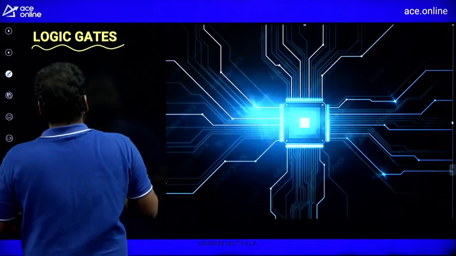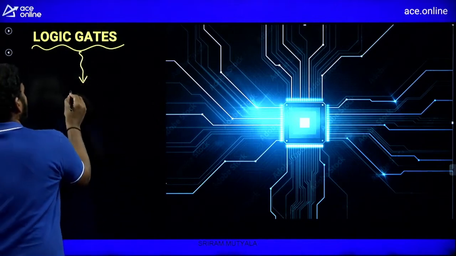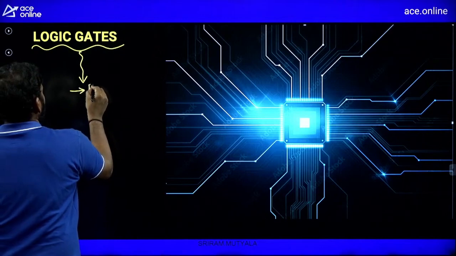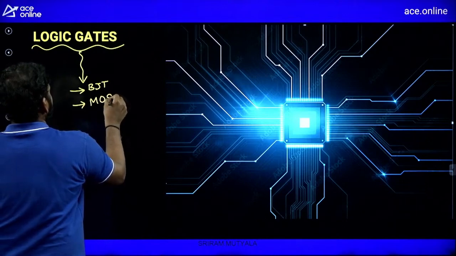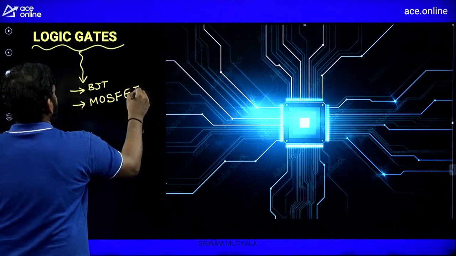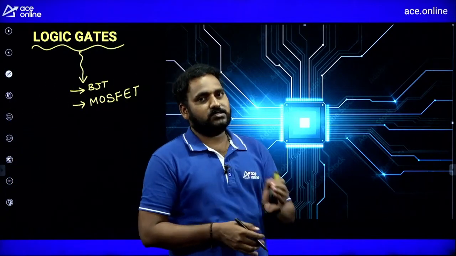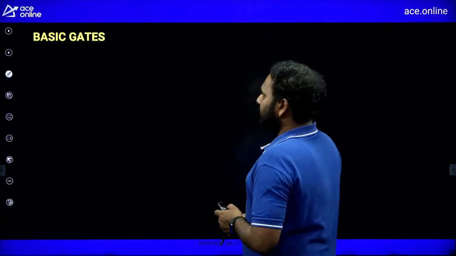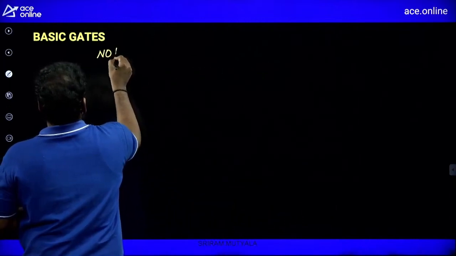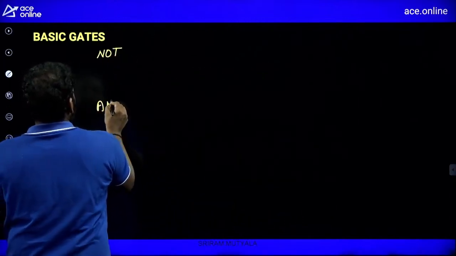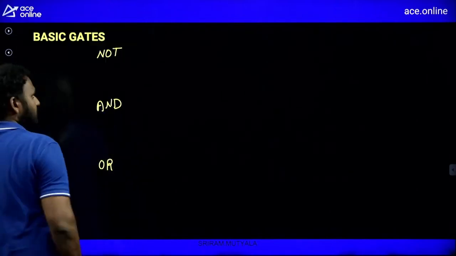We can implement all these logic gates. How are we implementing these logic gates? Internally with circuits. We can implement them by using bipolar junction transistors or by using MOSFETs. Even diodes also. Some of the logic gates can be implemented by using diodes also. Right. Basic gates: NOT gate, AND gate and OR gate. These are the basic gates.